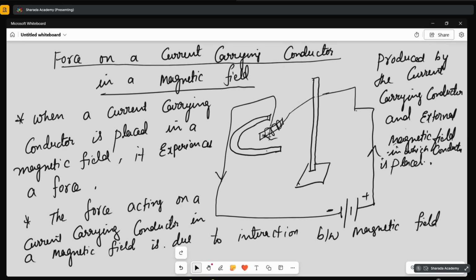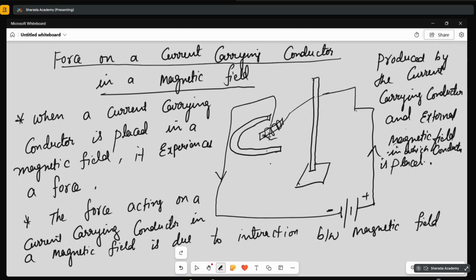To increase the force, we can either increase the current or increase the magnetic field, that is, the magnetic field of the permanent magnet. Next, how to change the direction of the force: either by changing the direction of the current or by changing the direction of the magnet.